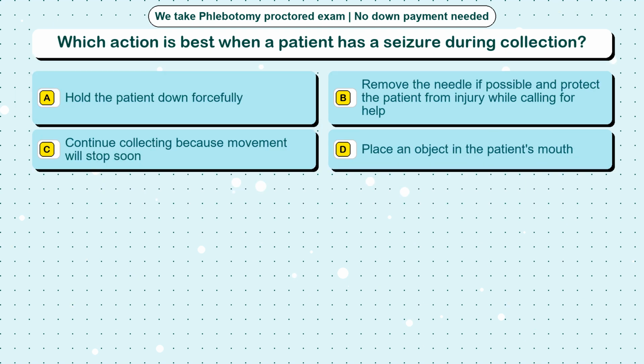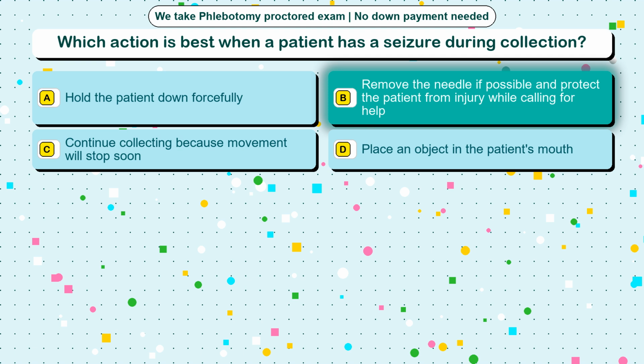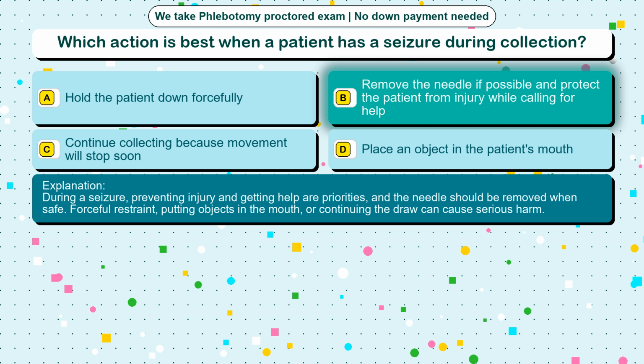Question 35. Which action is best when a patient has a seizure during collection? Option A. Hold the patient down forcefully. Option B. Remove the needle if possible and protect the patient from injury while calling for help. Option C. Continue collecting because movement will stop soon. Option D. Place an object in the patient's mouth. The correct answer is option B. Remove the needle if possible and protect the patient from injury while calling for help. During a seizure, preventing injury and getting help are priorities, and the needle should be removed when safe. Forceful restraint, putting objects in the mouth, or continuing the draw can cause serious harm.